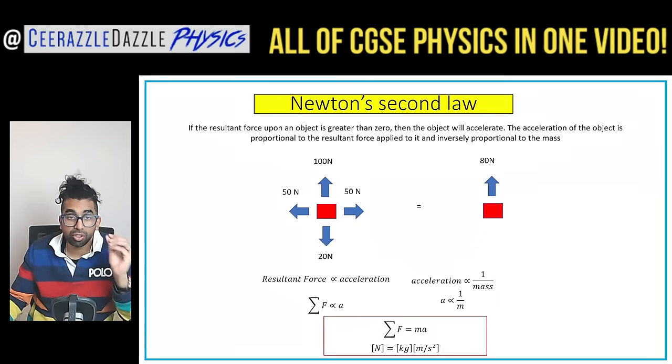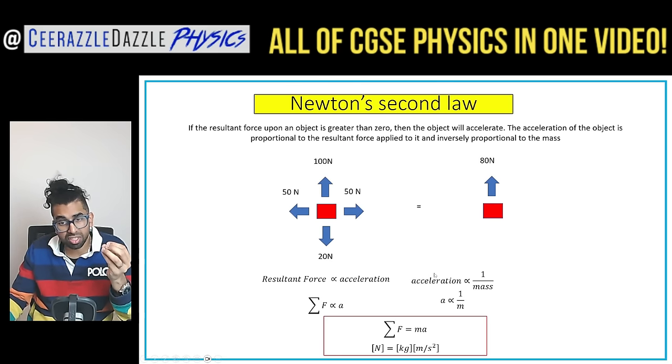Newton's second law. Newton's second law states that if there is a resultant force upon an object, the object will accelerate. So look over here, we've got an object and it's got all these forces acting upon it. Hopefully you recognize that the resultant force is 80 newtons upwards. 100 minus 20, 80, yeah? 50 and 50 cancel out. Newton's second law states that the acceleration is directly proportional to the resultant force acting upon it, provided that the mass is constant.